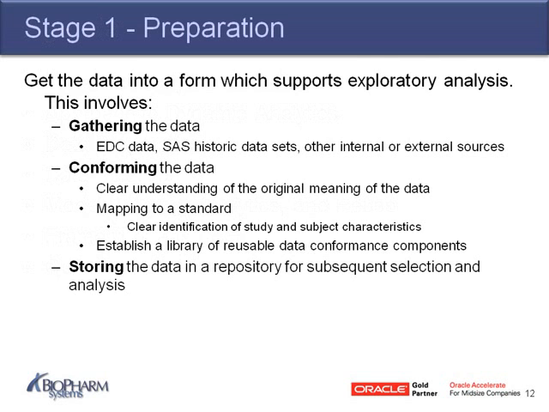The next step is that you need to conform the data. So the goal of conforming the data is that the data has a common shape and that you have a better understanding of the data without going all the way back to source. And then you need to take that data and prepare it in such a way that you can move on to subsequent steps that allow you to do the cross-study analysis.